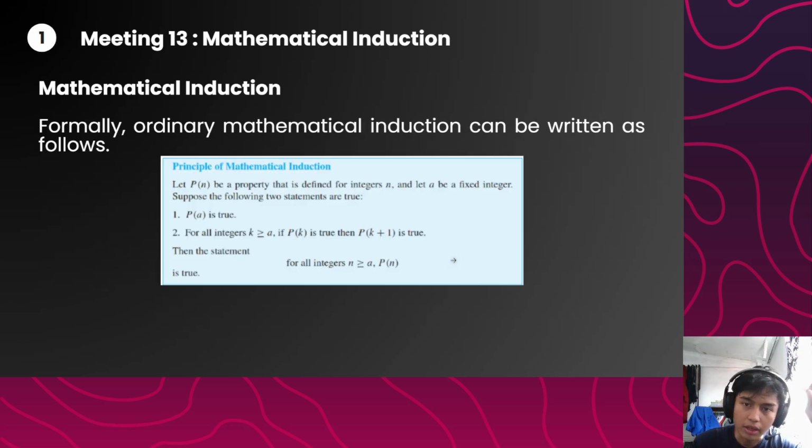Formally, ordinary mathematical induction can be written as follows. Let Pn be a property that is defined for integers n, and let a be a fixed integer. Suppose the following two statements are true. One, Pa is true, and two, for integers k greater than a, if Pk is true, then Pk plus 1 is true. Then the statement for all integers n greater than a, Pn is true.